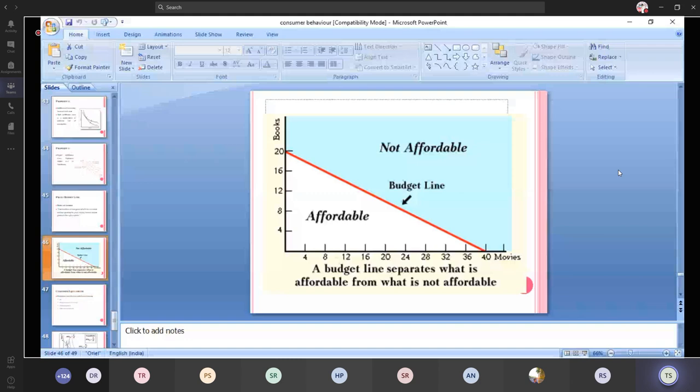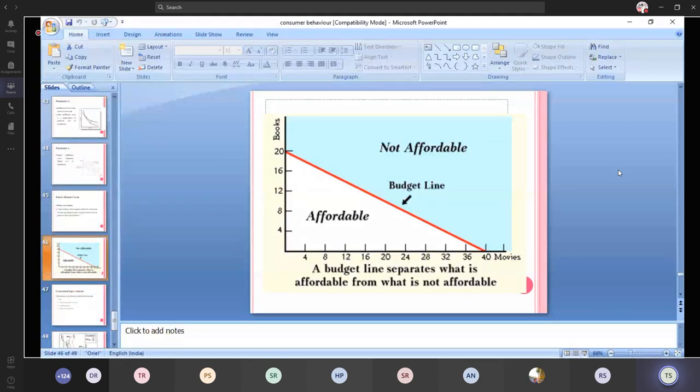If he spends his whole limited money on X commodity, he can see up to 40 movies. On the other hand, if he spends all his money on the second commodity, he can buy up to 20 books. So he cannot go for the 21st book, and he also cannot go for the 41st movie if he spends all his income. So the consumer has a choice to choose between this 20 and 40.